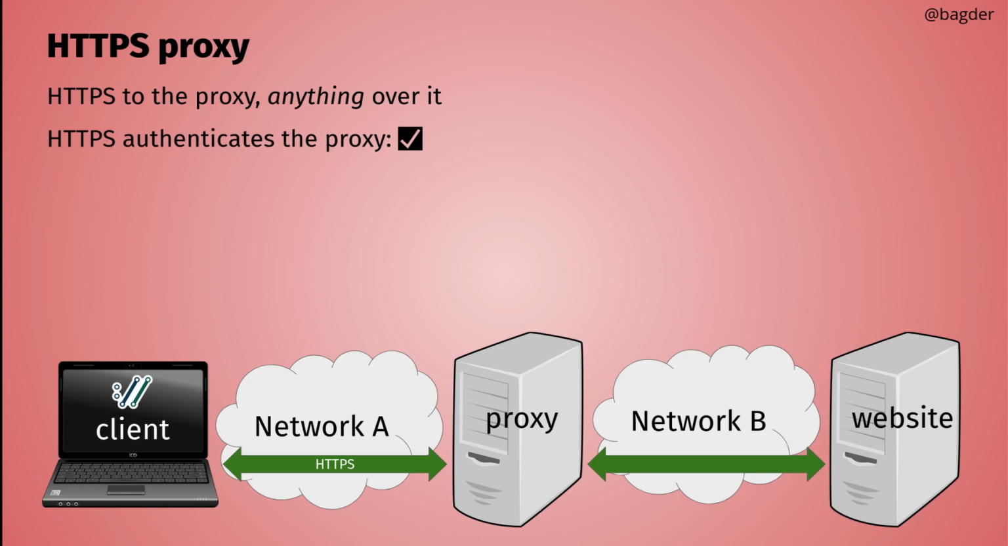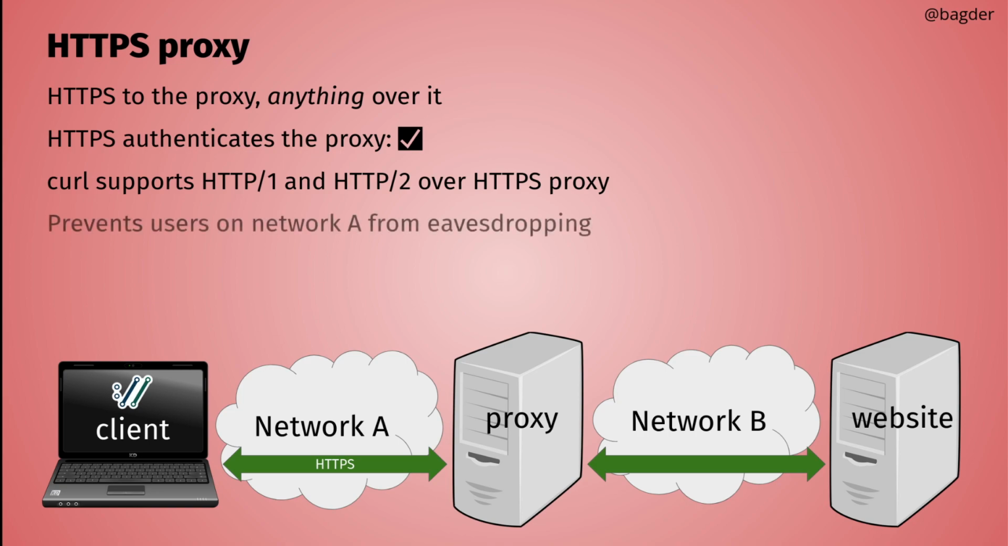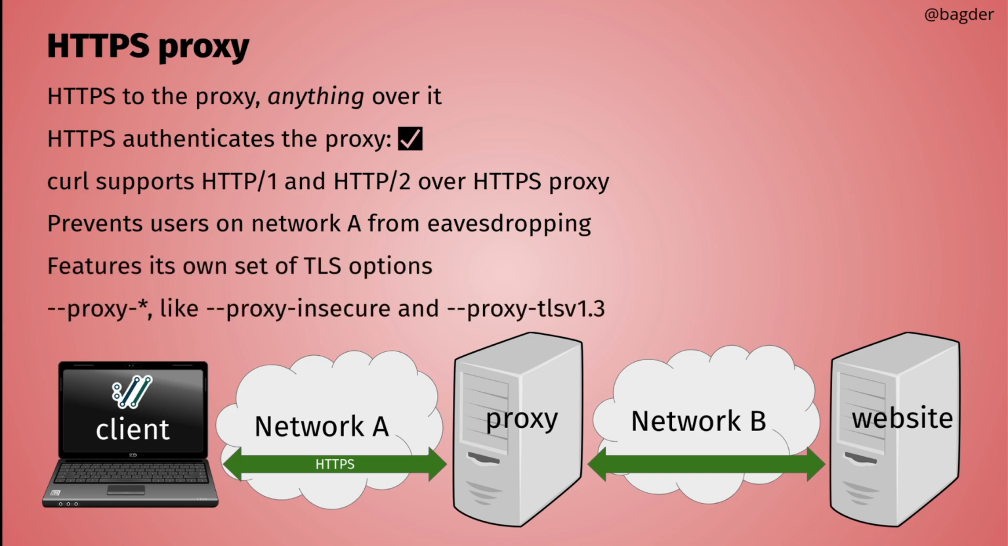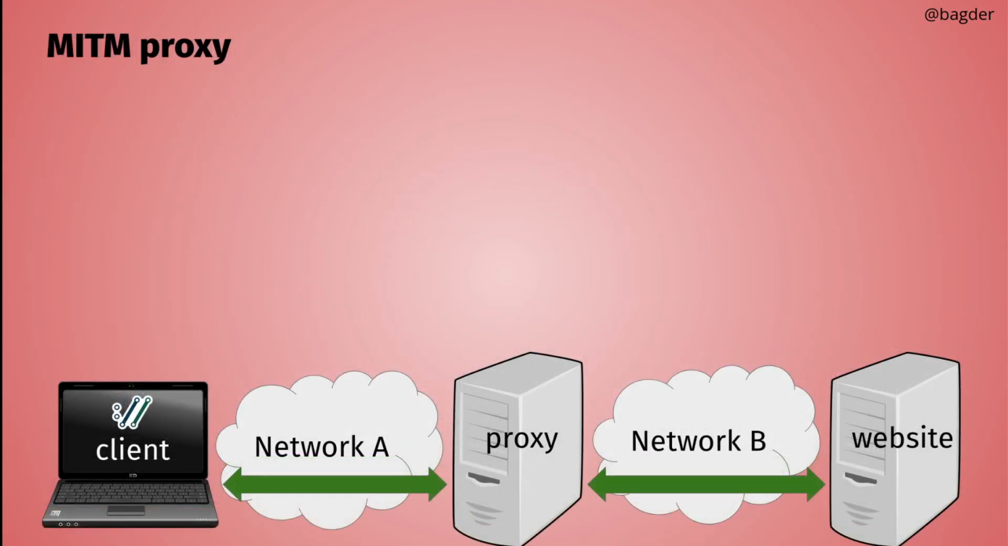Then it will authenticate the proxy, and it will encrypt all the traffic so that other users on network A cannot see your traffic. Even if you talk to the website with HTTP, for example, which is a clear text version, if you use an HTTPS proxy, you're protecting your network and your data, at least from people on network A here. And of course, curl supports both HTTP/1 and HTTP/2 when talking to the HTTPS proxy. Complicated but fun stuff, and a lot of options to allow you to tweak those things.